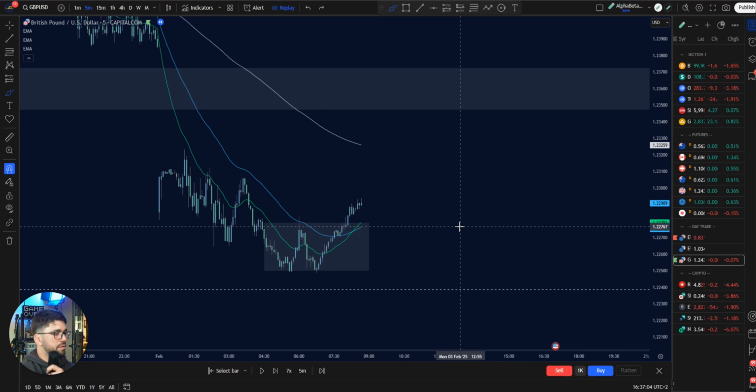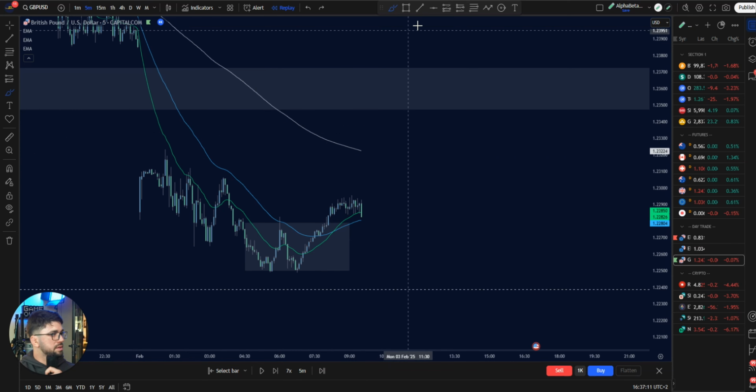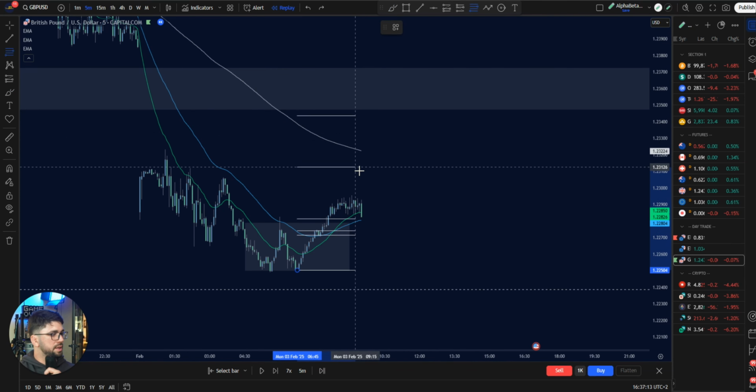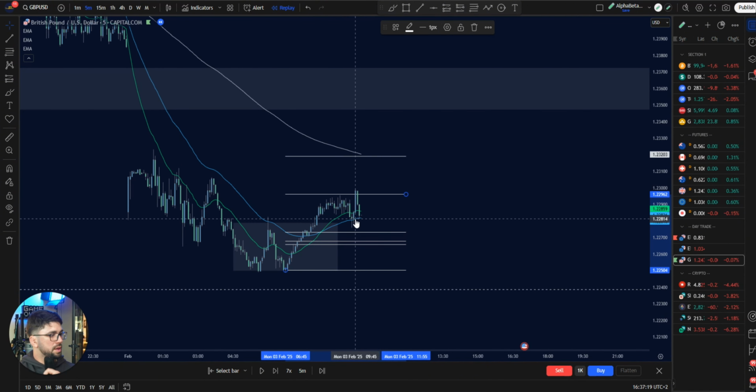So let me get rid of all of that. So all we're waiting for is a break and a retest. I would put my fib on here, which I did. So something like that. Waiting for anything around here to find support. There you go. And I got into the position right here.